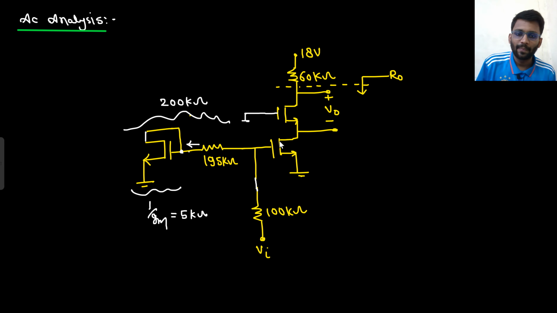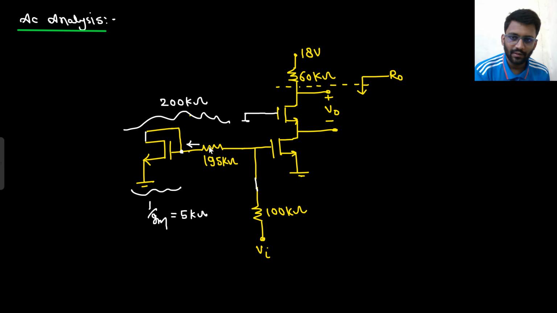Well and good. So I can make the equivalent circuit on the next page now. What is my equivalent circuit? In my equivalent circuit, what do I see? I have a 200 kilo ohm resistance, which is grounded, right? 195 plus 5, and then with the 100 kilo ohm resistance, I have V in connected.